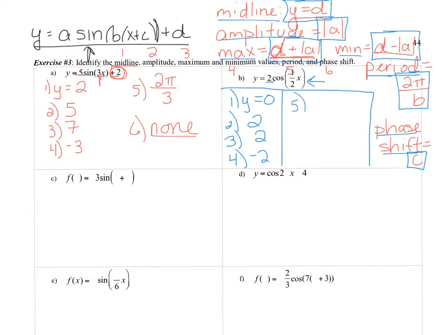My period value, this one's a really slow graph, right? We're going half speed. We can see that in our formula, 2 pi over b, 2 pi over 1/2. We keep, change, flip, so 2 pi over 1 times 2 over 1 when we flip that bottom fraction. If we're going half speed, it's going to take us double the time, or 4 pi, to get there. Lastly, number 6, we once again have no phase shift. I'm just going to shorten it to PS.